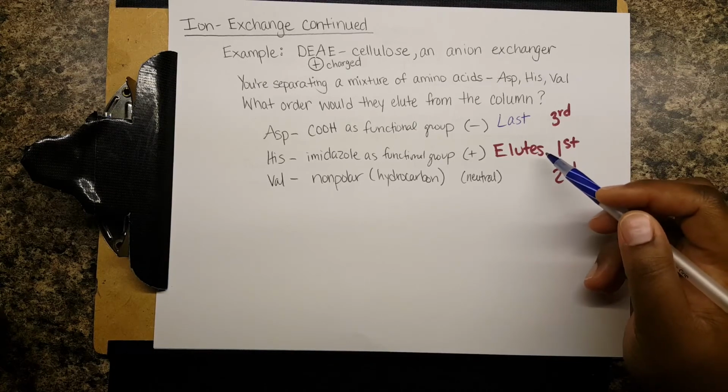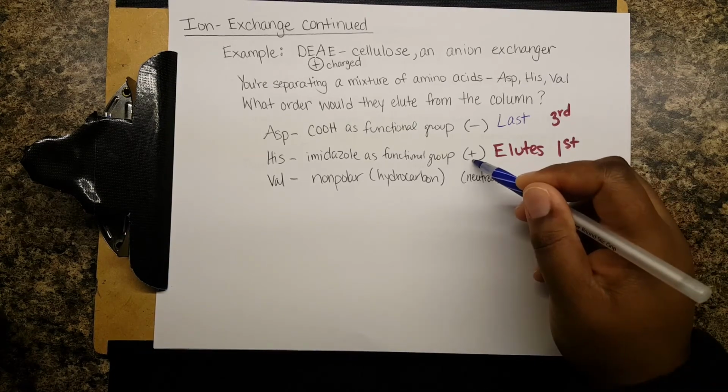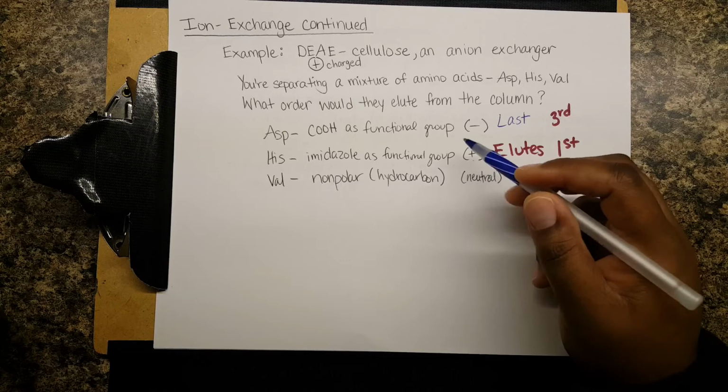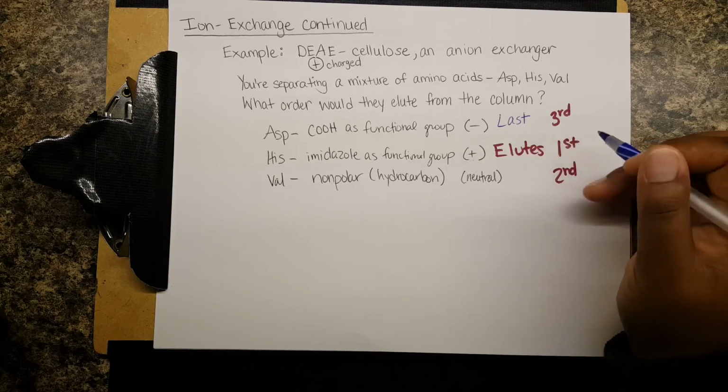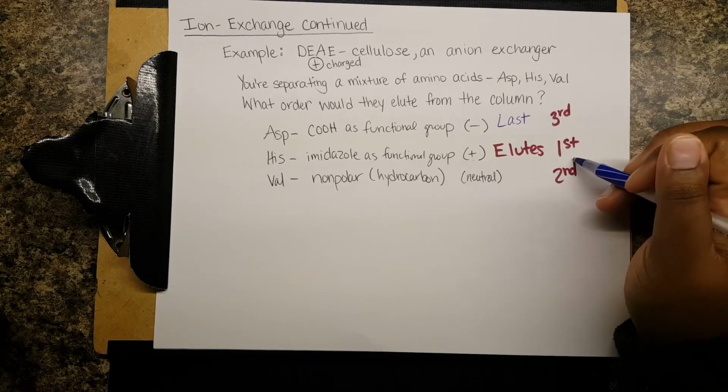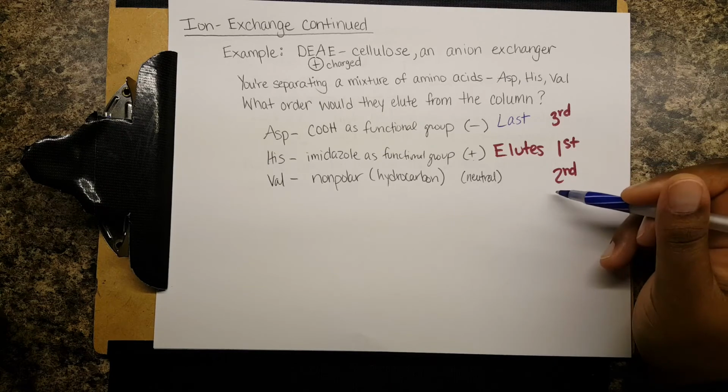The imidazole group with the histidine, positively charged, positive and positive, those are going to repel. So it's going to elute first. And the valine is kind of in the middle.